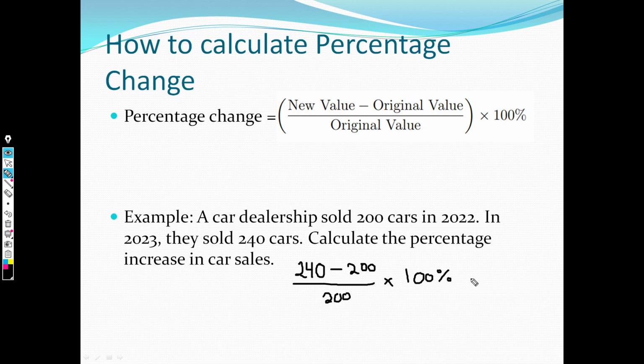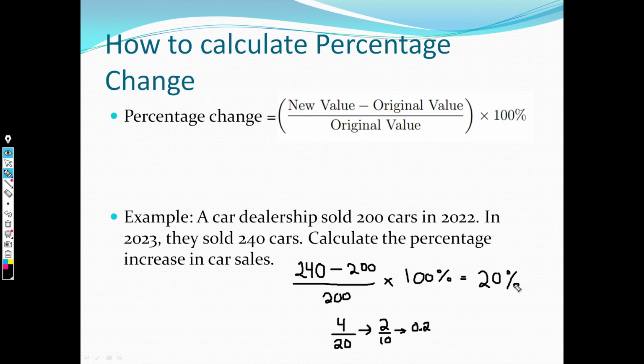Based on that, I see that I've got 40 over 200, which really simplifies down to 4 over 20. But we know that that even simplifies further down into 2 over 10. And 2 over 10 as a decimal is 0.2. Then 0.2, if I want to multiply it by 100%, that means I'm just taking this decimal value and expressing it as a percentage. So 0.2 times 100 gets me 20%.